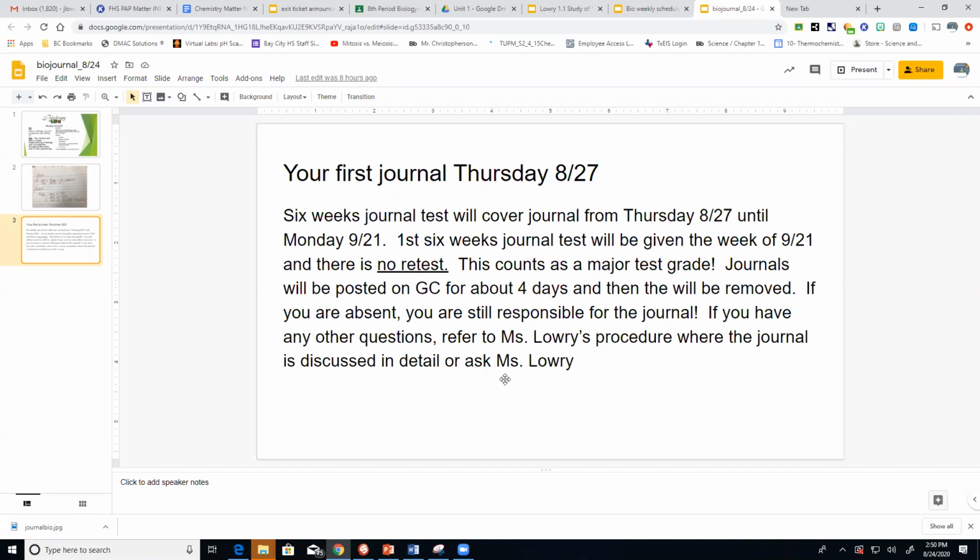You'll get to use your journal to do that, and there is no retest on that. So if you go into a journal test with, let's say, a 70, and you fail that, then that will fail you for the 6 weeks, and there is no retest, so you cannot redo it.